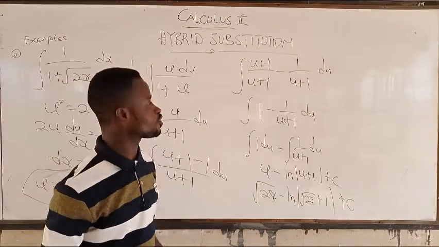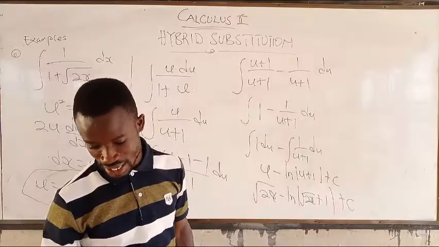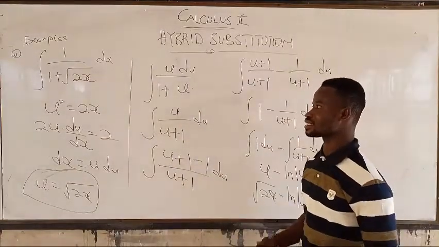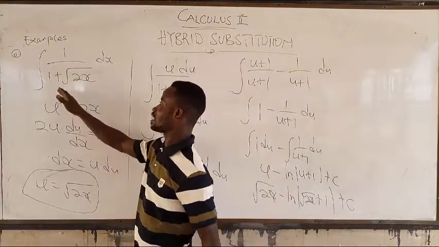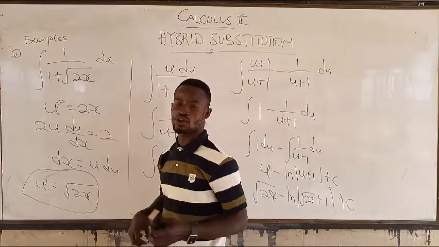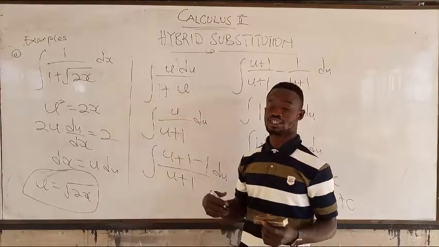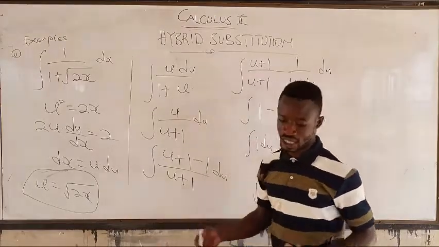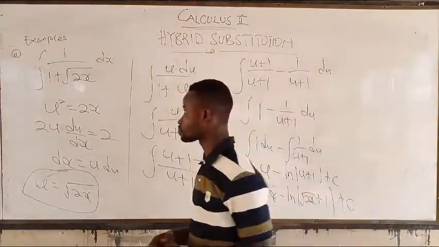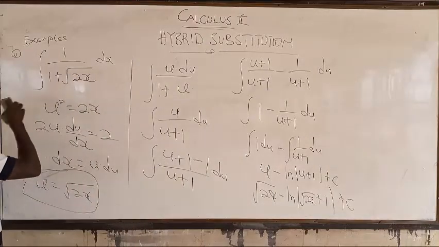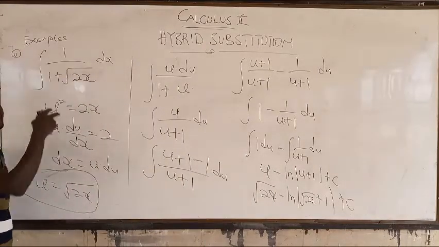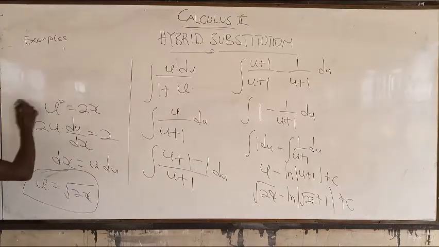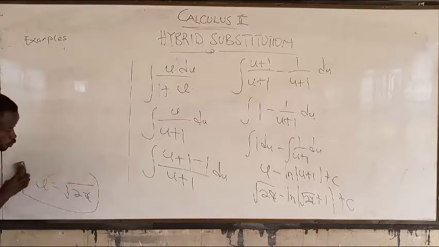Alright. Now, just take note that, as I said, it's not always that you are going to get square root of ax. It can be square root of ax plus b. Let's look at such an example. And it's not always that you are going to get a constant on the numerator. So let's look at example 2.